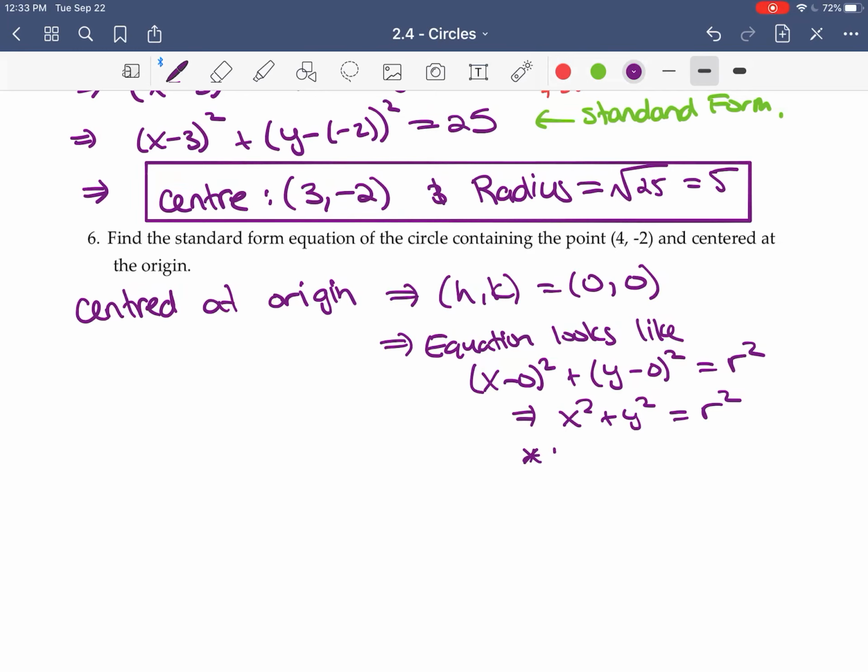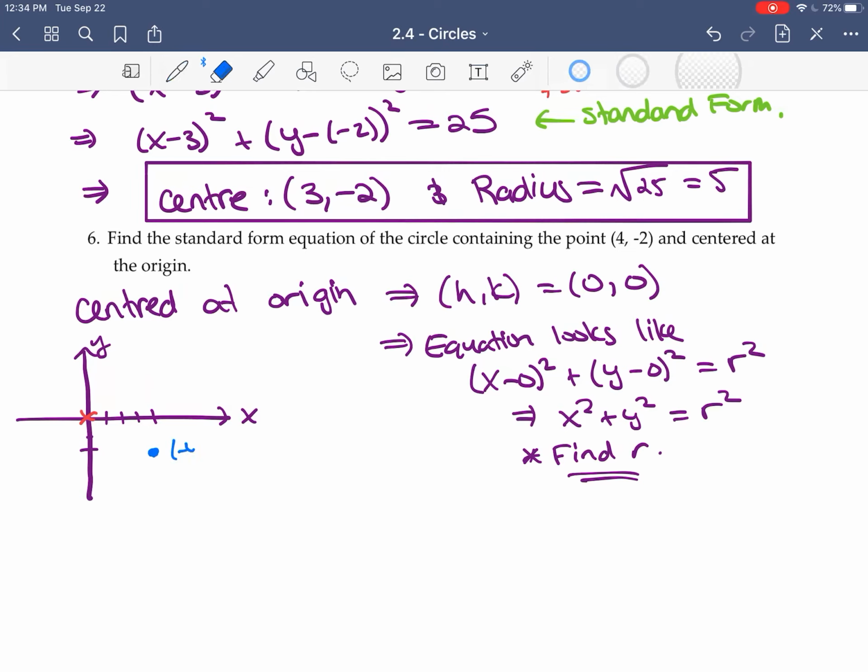So we need to find r. Now, if I just draw a little picture here, here are my axes. Oops, that's not x, that's y. Here's the center of my circle, and I know that the point 4, negative 2 is on there: 1, 2, 3, 4, 2. So this point here is on my circle. And if that's the center, that means that this distance here is the radius of my circle. The distance from the center to any point on the circle is the radius.